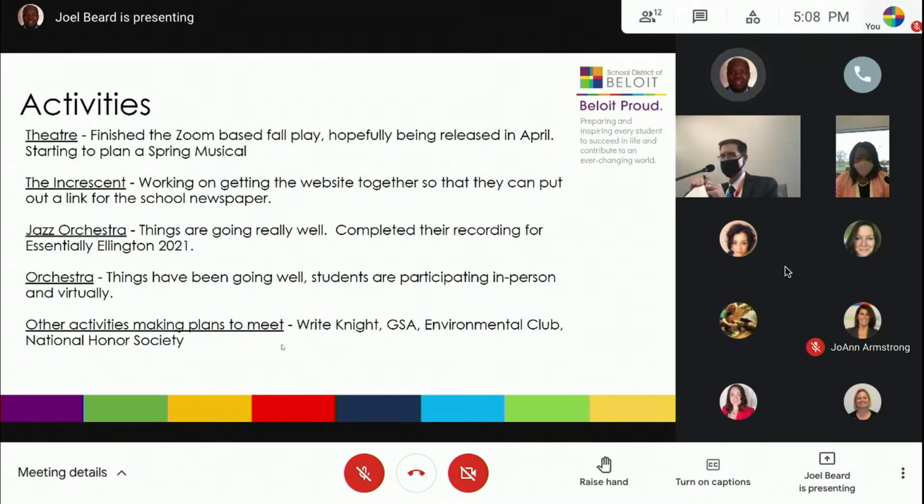And our activities are going strong as well. Theater finished up the Zoom-based fall play, and is making plans for a spring musical. So that's good. The Crescent has been out taking pictures at sporting events and anywhere the students are involved, and they're working on putting together a website so they can go paperless and get that going.